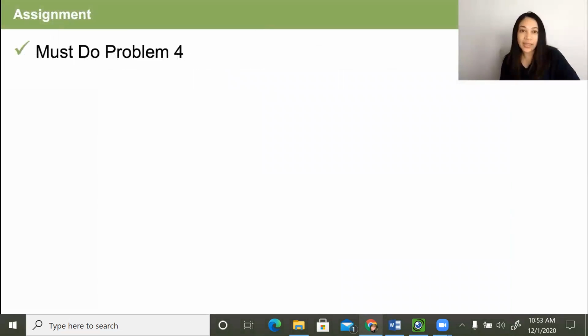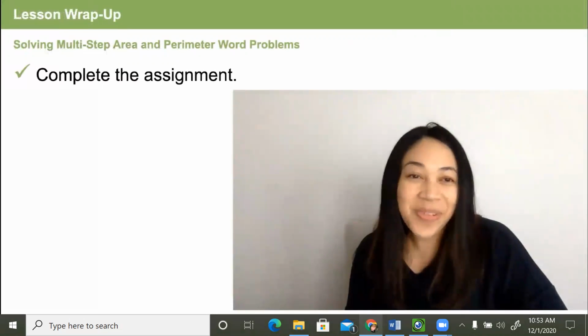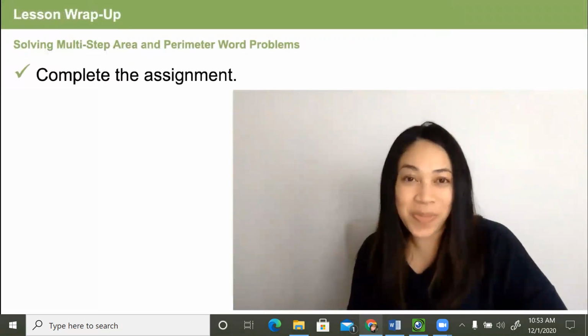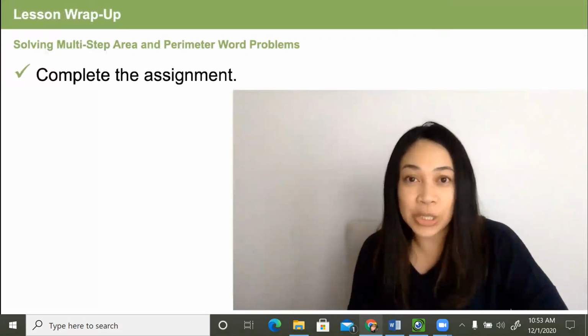For your work today, there is only one remaining problem here on your problem set. Go ahead and work through it now. Today, we solved multi-step area and perimeter word problems. Excellent work. Be sure to check in with your teacher, especially regarding problem 4.